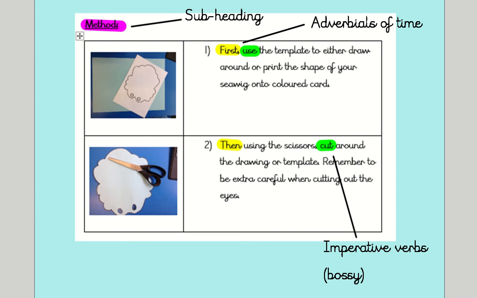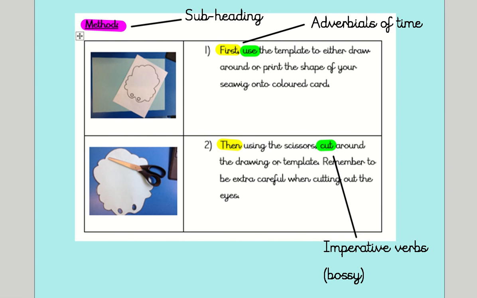I then have used the subheading "Method", so that again has been underlined, and I've used a colon because that's going to introduce the method of how to make the sea wig. What you'll have noticed is I've highlighted the words "first" and "then" in yellow because they're adverbials of time. They tell us when to do something. And I've highlighted the verbs "use" and "cut" in green because they're our imperative verbs, which are bossy.